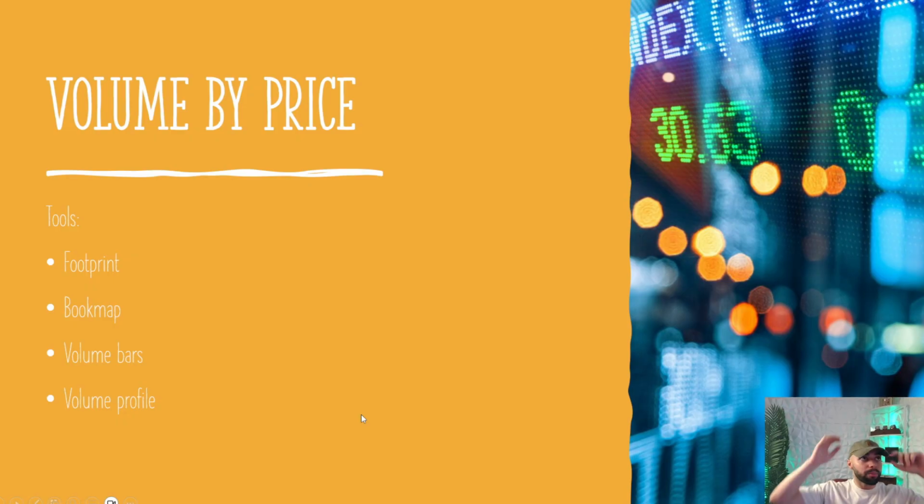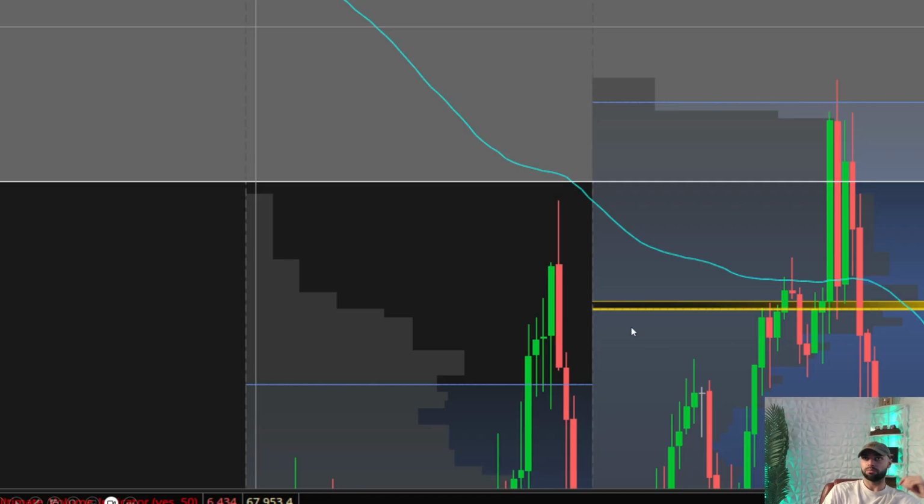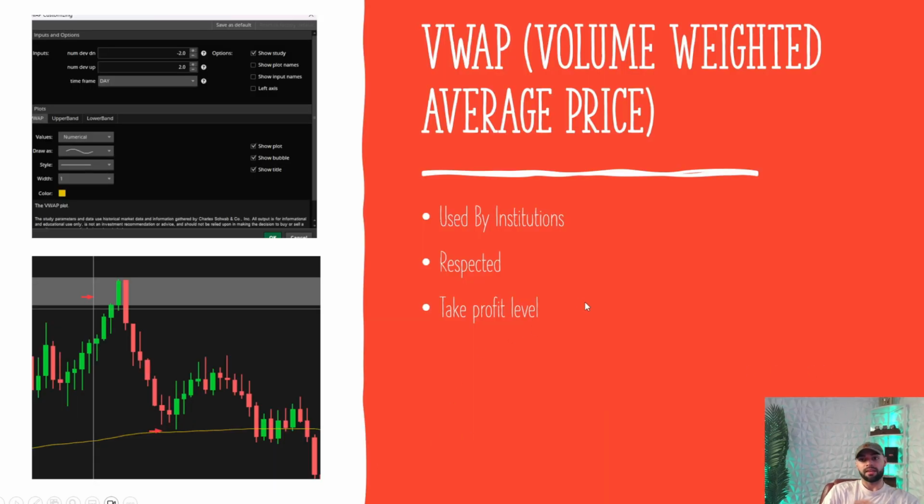Now, for volume by price, these are the tools we're going to use and talk about later: we have footprint charts, we have Bookmap, and then we have volume bars and the volume profile. I talked about some of those already, but basically for a bounce, we want decreasing volume. For a breakout, we want increasing volume. Simple, right? Right here for bounces, what do we see in the volume profile? Volume dies out. Right here, when price reverses, what do we see on this consolidation and supply? Volume dies out. So if we're going for a bounce or reversal, we need to see volume die out for that to actually work.